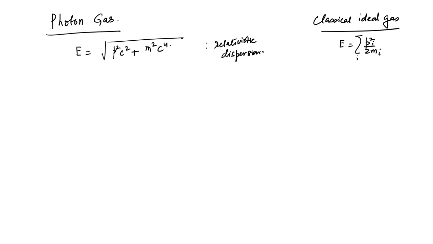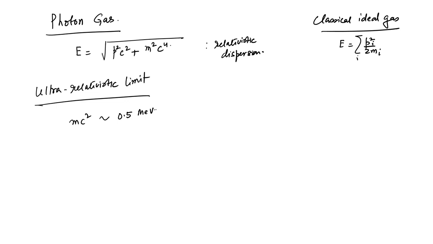Okay. So when you take the ultra relativistic limit, this mc square is of the order of 0.5 MeV, whereas the first term can be arbitrarily large. So E can be written as pc, okay? And this is called the ultra relativistic dispersion, or the dispersion of the photon gas. And it also makes sense because photons are known to be massless particles, okay? We will talk about the rest mass when it comes. Right now I just left it as m. So this is a dispersion that we want to talk about.